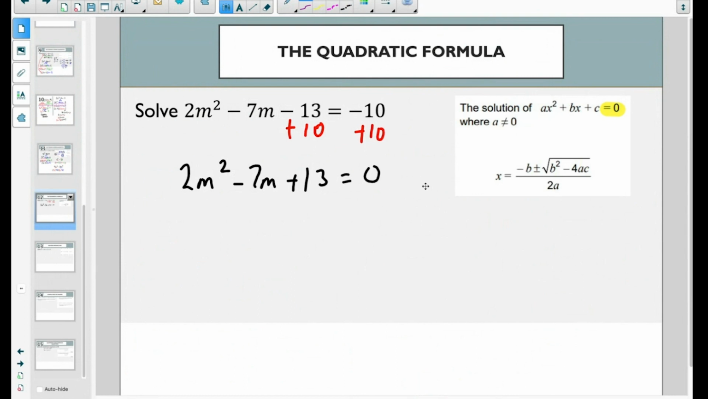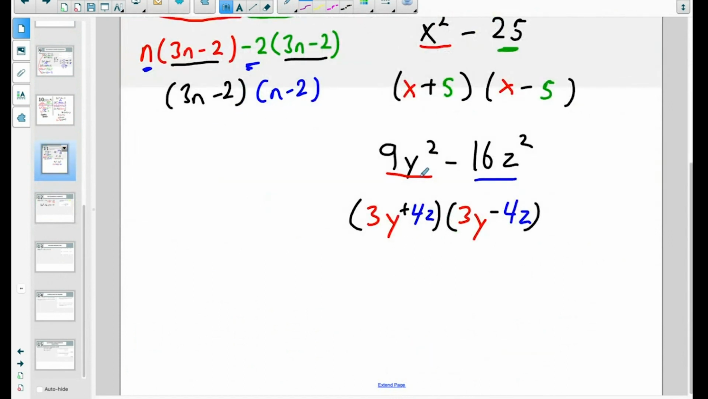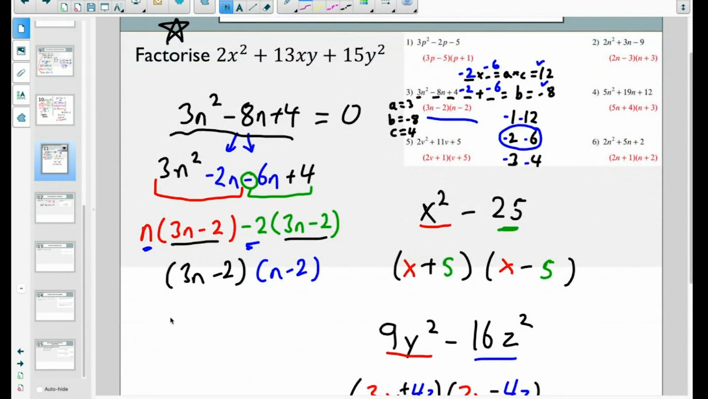So what you might end up doing is thinking, well, how do I know if I need to use the quadratic formula or not? Really, at the end of the day, if you're in doubt, just use the quadratic formula. Just note that the quadratic formula gives you the solutions. So if I come back to this example with the 3n minus 2 and n minus 2, if I use the quadratic formula on this, it actually gives you the solution. It would give you n is equal to 2/3, and n is equal to positive 2.